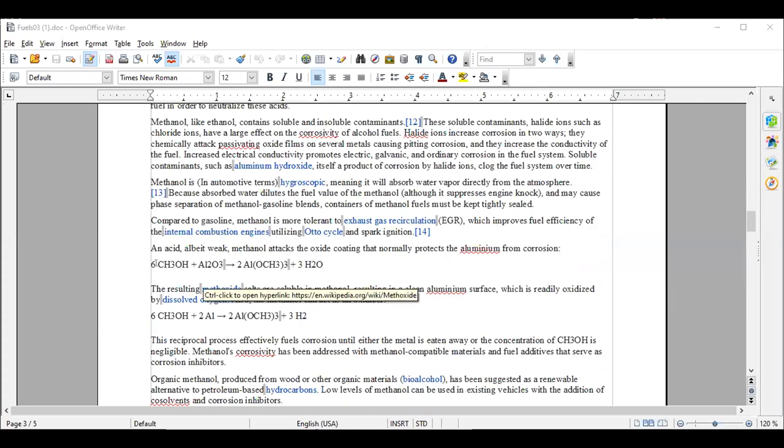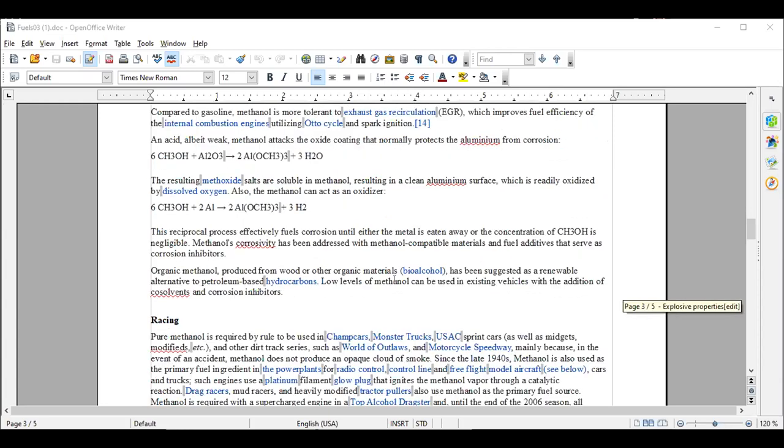So here's the methanol, and sometimes it can attack aluminum parts. So that's not good. Even though methyl alcohol, see I'm circling methyl alcohol right here, is not very acidic stuff, it still can degrade aluminum parts. And that will damage aluminum components.